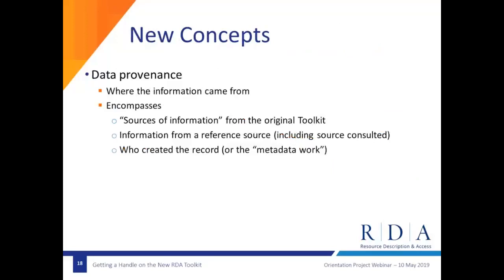There's a new concept of data provenance, which is, broadly speaking, where the information came from. And this can be whatever information and wherever it came from. It's not limited. It encompasses the sources of information from the original toolkit. A statement like title from cover is actually a data provenance type of statement. It can include information from a reference source. I found when I'm creating a collection of metadata about a particular author, I found in this reference source this author's birth and death dates.